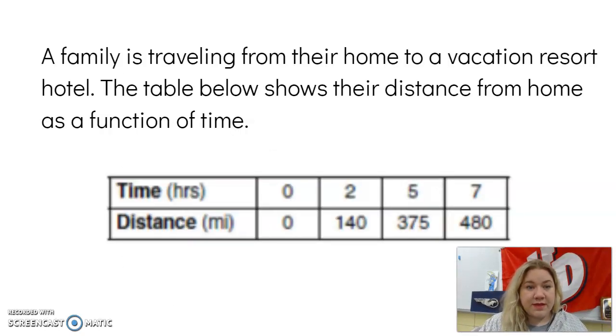Number 3, a family is traveling from their home to a vacation resort hotel. The table below shows their distance from home as a function of time. So here's a table. I want you to find the rate of change using this table.